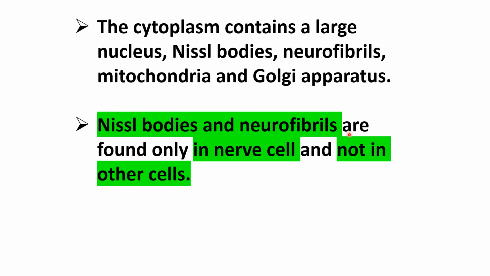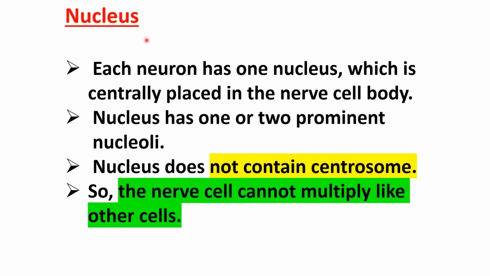Nissl bodies and neurofibrils are found only in the nerve cell, not in other cells. So you must remember that Nissl bodies and neurofibrils are only present in the nerve cell, not in other cells. Now about the nucleus: each neuron has one nucleus, which is centrally placed in the nerve cell body. The nucleus has one or two prominent nucleoli. The nucleus does not contain a centrosome, so the nerve cell cannot multiply like other cells.